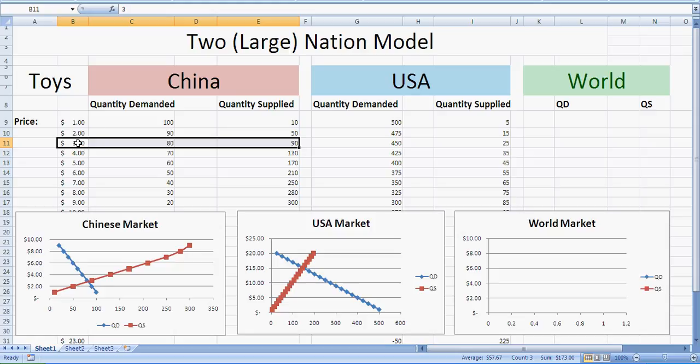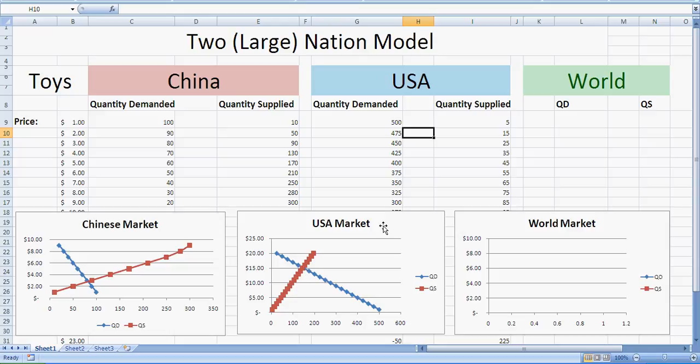Alright, so this is just familiarizing you with the demand and supply lines that would be given. So this is China with no trade. And then we also have the USA with no trade. In the USA we can see that the equilibrium is about $15. A toy would cost $15 in the USA if there were no trade.